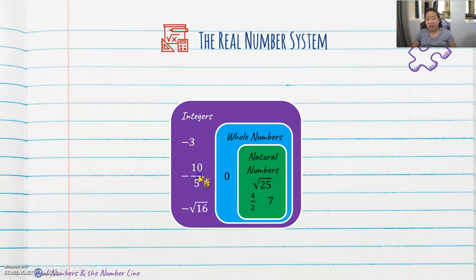Now 10 over 5 is 2. So this number is actually negative 2. Square root of 16 is 4. You put the negative sign in front of it, so this is still an integer, okay?